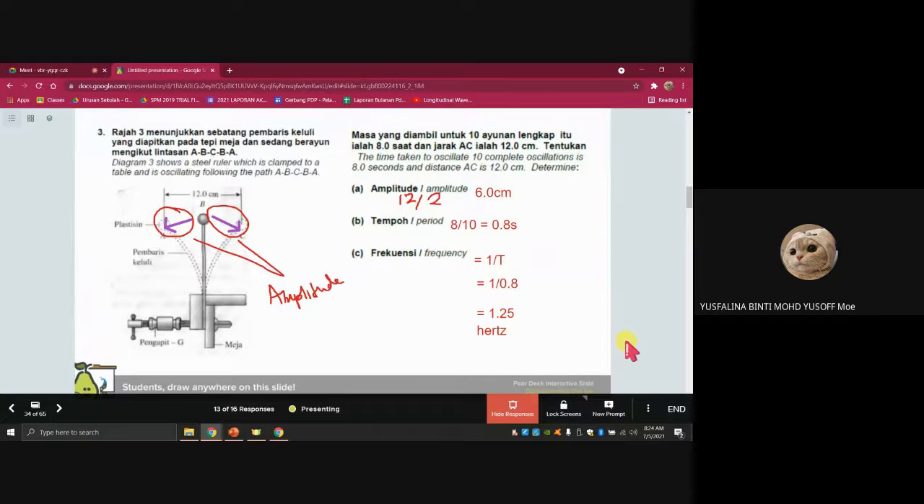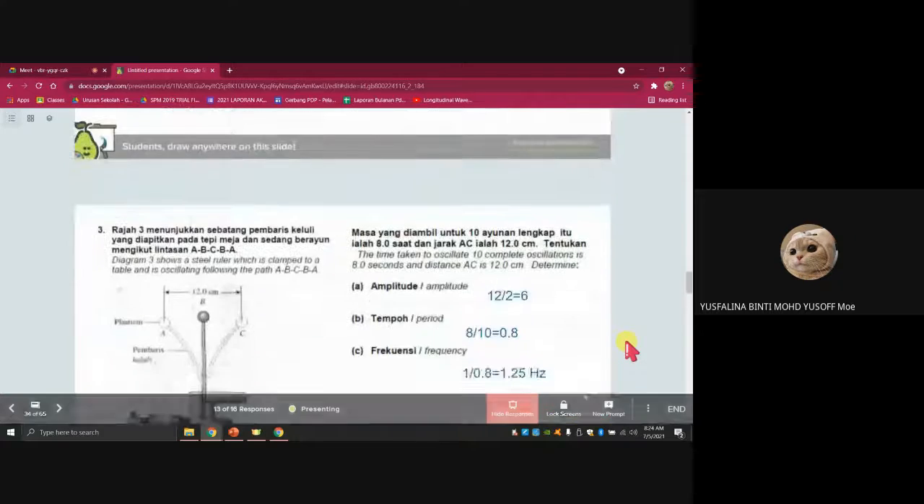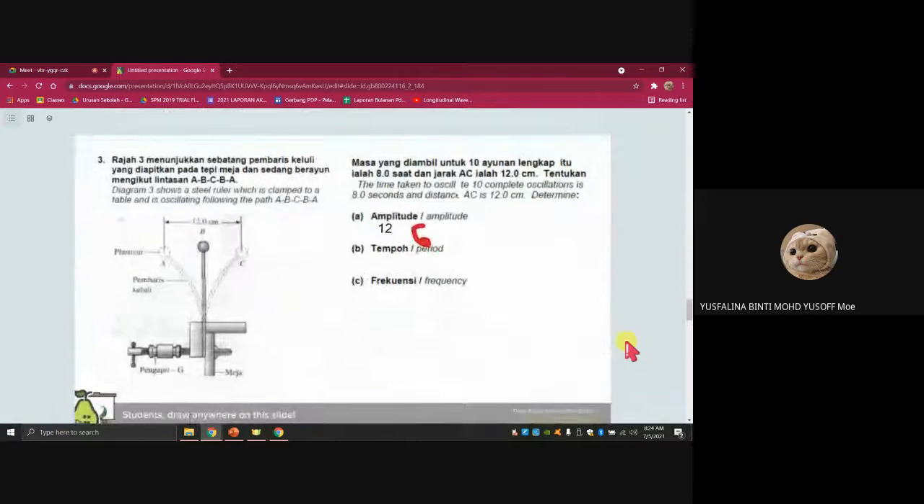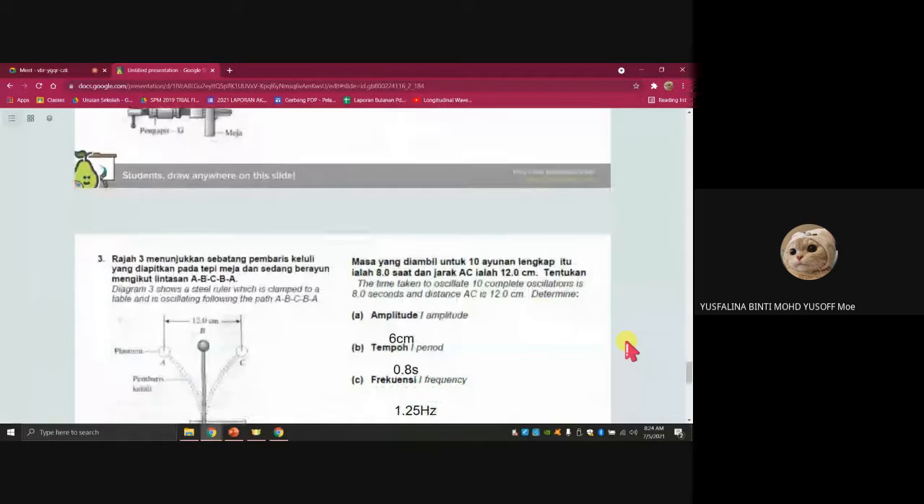Are you clear about that one? Any question you want to ask? How to find the frequency, the amplitude, and also the wavelength just now? Any other questions?